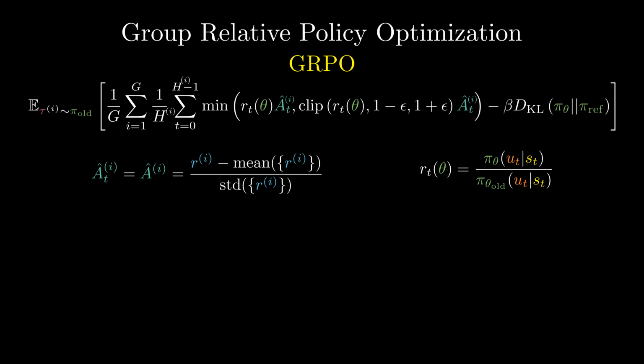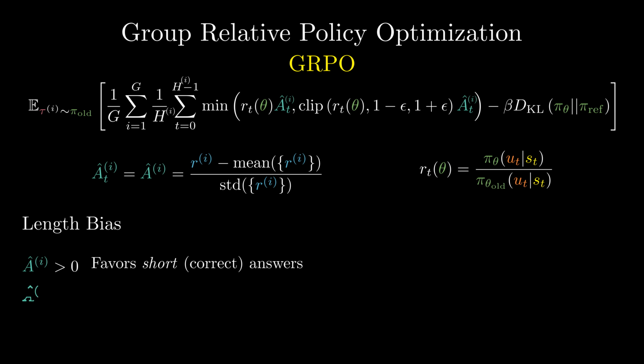But two challenges remain. First, there's a length bias in the training objective. When the advantage is positive, meaning the answer is correct, the objective tends to favor shorter responses because the term is divided by the response length. When the advantage is negative, that is, the answer is incorrect, the objective encourages longer answers. In other words, the training might push the model to produce unnaturally short responses for correct answers, while encouraging the model to favor artificially longer answers when the answer is incorrect.